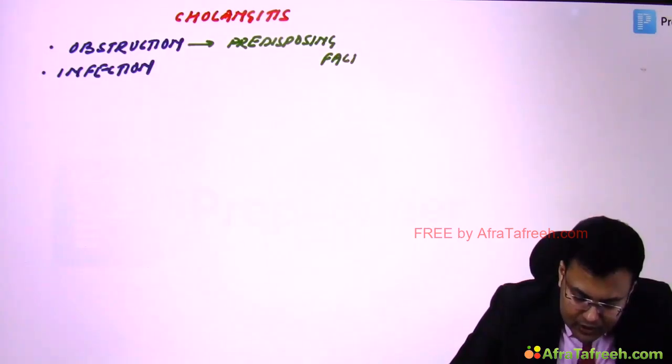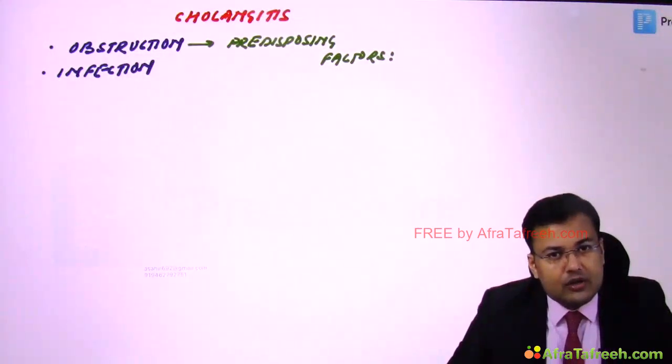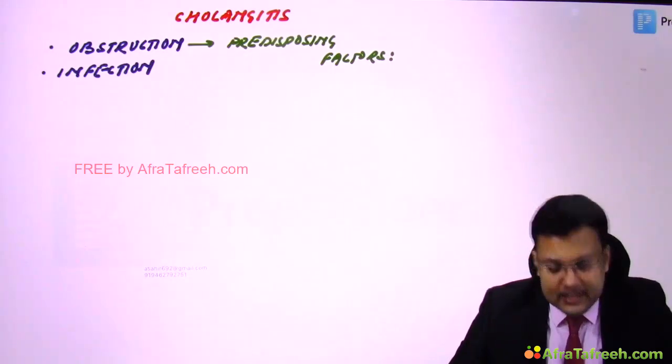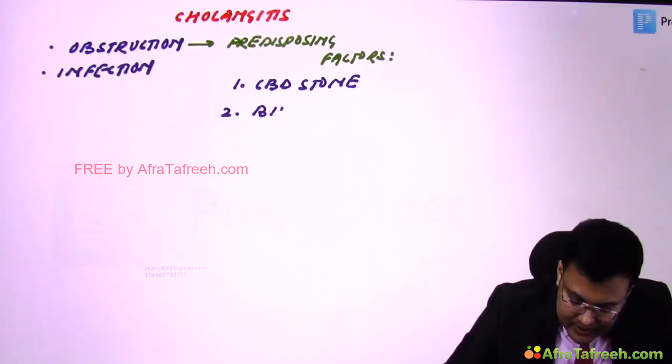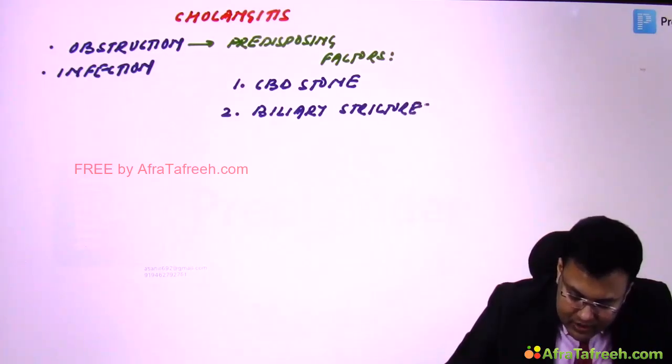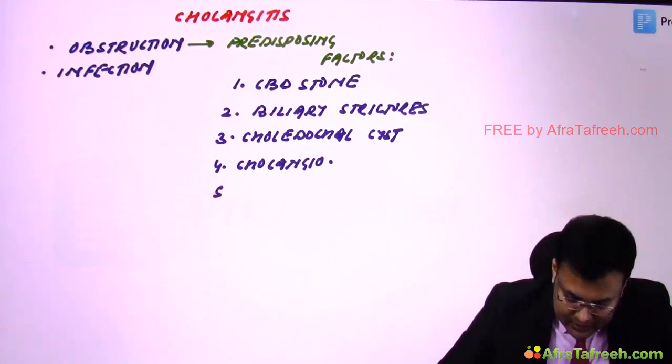What's the most common cause of CBD obstruction? Obviously CBD stone, and that's the most common predisposing factor for cholangitis. So first, CBD stone. Then biliary strictures. We discussed choledochal cyst, cholangiocarcinoma, and we discussed worms, sometimes worms, right?